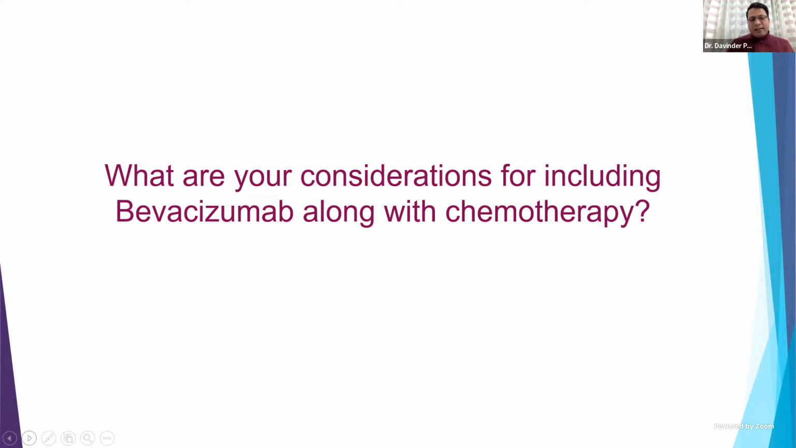And I agree that in stage 4, if the patient is not going to avail much of a benefit from the interval debulking surgery, then Bev can be used. But as you all know, Bev has its own complications also, and its cost factor is always there in our setting. So I agree with both the panelists. Next.